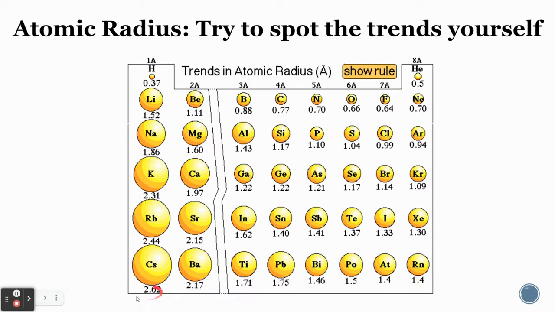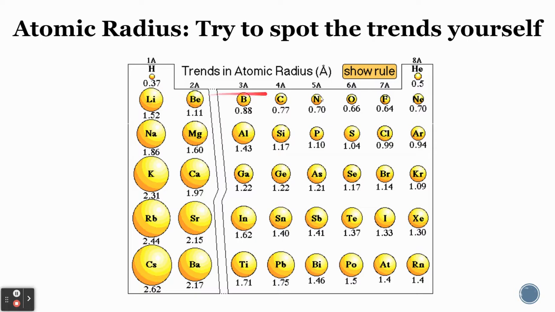And this number here kind of tells you the radius of the atom. So larger atom as you go down the group. And then take a look what happens as you go across a period. So from lithium all the way to neon, for example. There are some exceptions, but generally you'll see that the size tends to decrease as you go across a period.